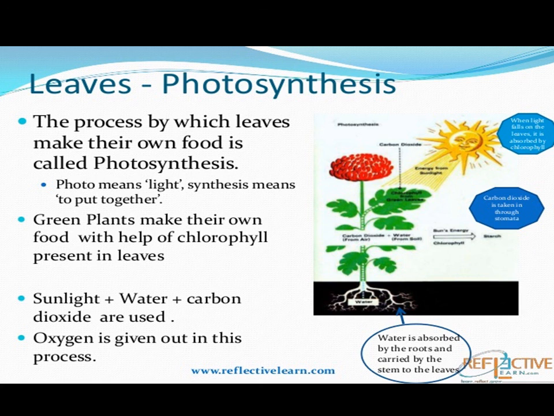So you all are aware what we need? We need sunlight, we need water, carbon dioxide as well as the chlorophyll present in the green leaves, green plants, and these all together perform the function called photosynthesis. So water is absorbed by the roots and carried by the stem up to the leaves. So such things are added and will help the plant to perform photosynthesis. Now let us proceed further.